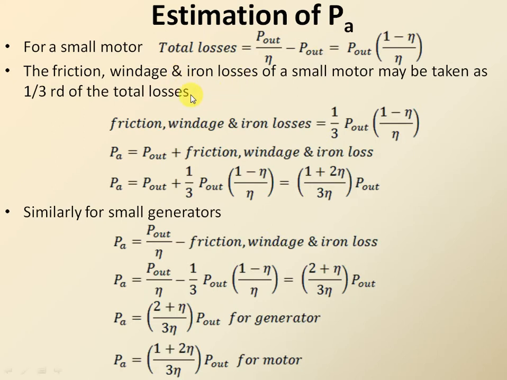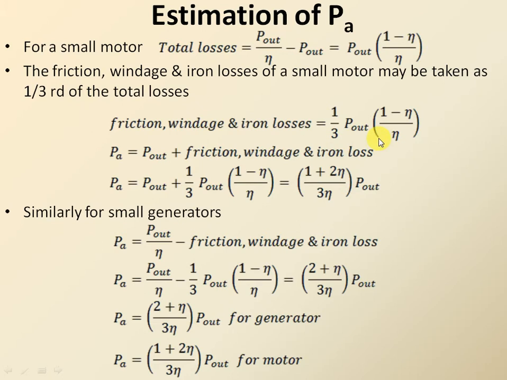In small machines with power ratings less than 250 kilowatts, these losses are considered to be 1/3 of the total losses. Total losses are determined by subtracting the output power from the input power. Input power can be written as P output by efficiency. Hence the total losses we get as P output into (1 minus efficiency) divided by efficiency. From this we can write the relation for friction, windage and iron losses, which is 1/3 of the total losses.